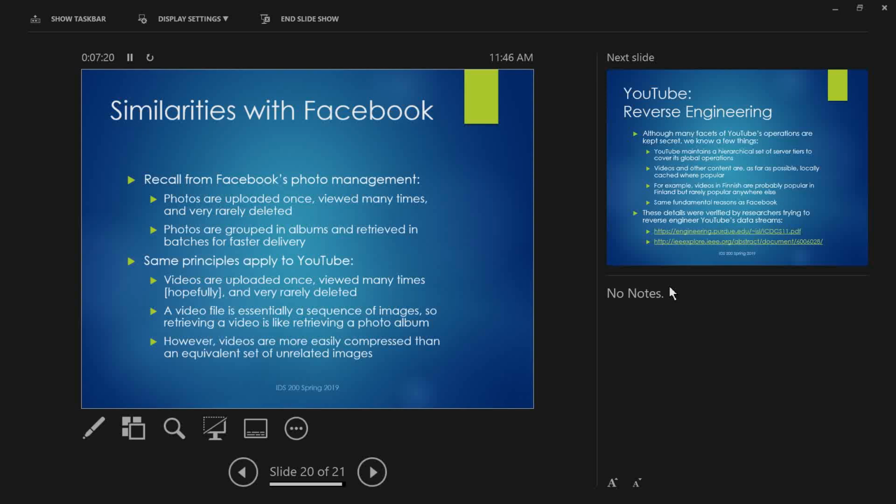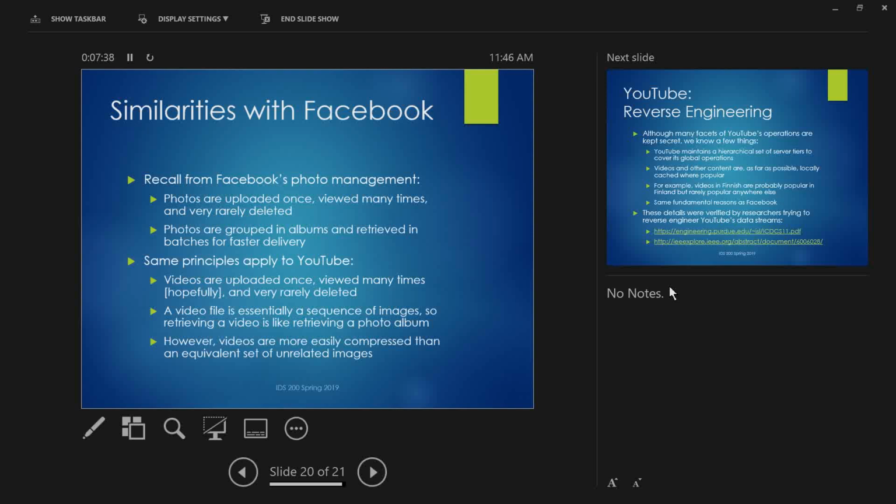All those photos are stored on hard disks, so if somebody's going to look at that whole album anyway, it's easier to pull it in one continuous stream from a hard disk than to pick and choose from 20 different hard disks and incur the seek time delay for each one of those. So the same principles apply to YouTube, right?